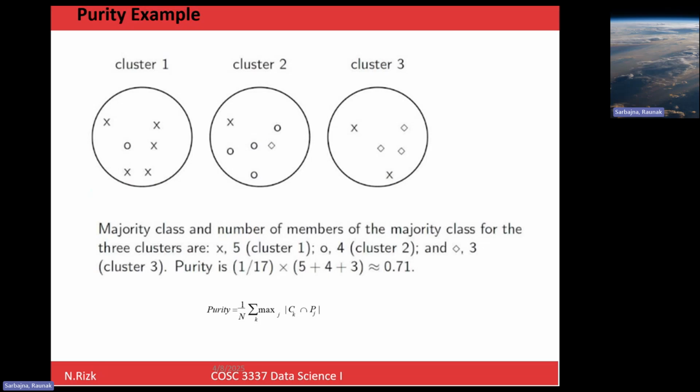So purity is 1 over n, where n is the total number of points, it's 17 points. 1 over n times the sum of 5 plus 4 plus 3. So purity is 0.71. Okay. It's a very simple score. It's a very simple method of calculation, so you should be able to do it pretty easily.